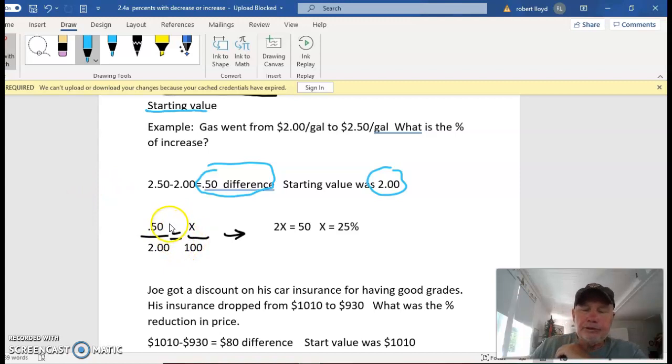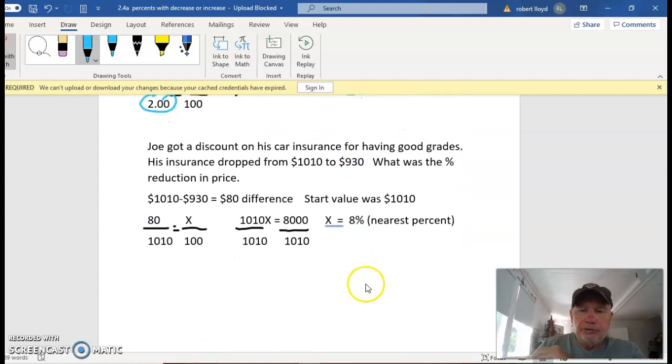So now you set it up just like a percent. The difference dividing by the starting value equals the percent, which we want to find over 100. So we cross multiply. 2x equals 50. X then would be 25%. So the cost of a gallon of gas went up 25% from $2 to $2.50.